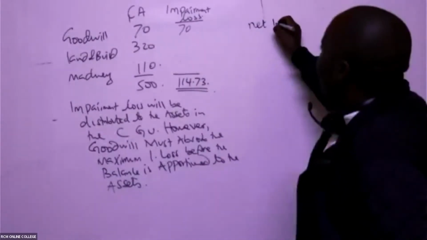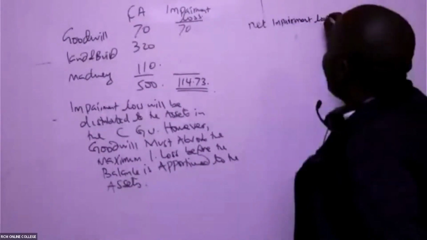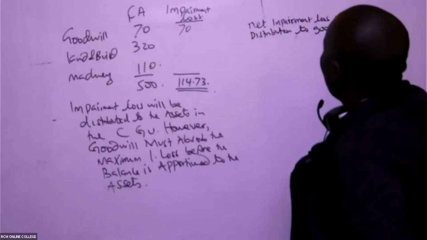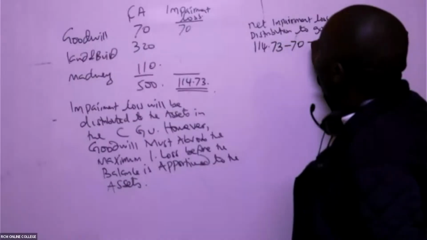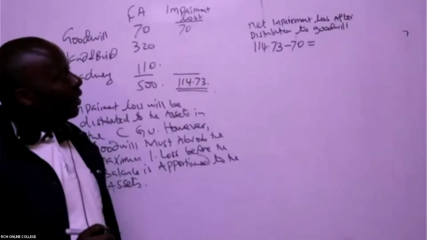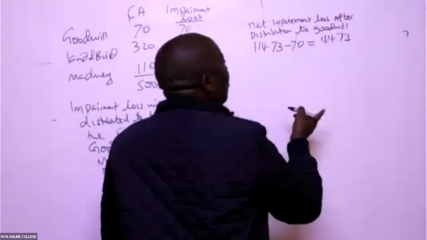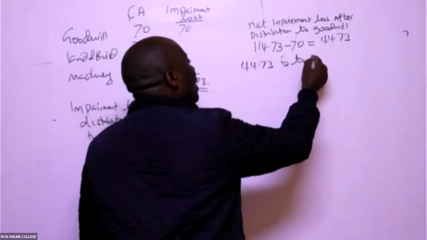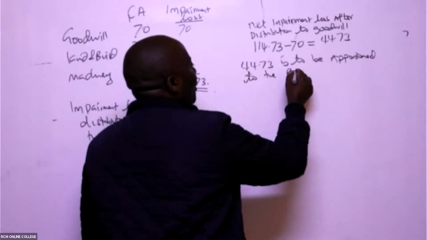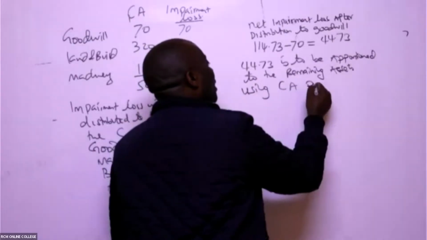Net impairment loss after distribution to goodwill. After distribution to goodwill, the net impairment loss is 114.73 minus 70. Are you able to give me this figure? Because goodwill must be extinguished. So this gives us 44.73. So this 44.73 is to be apportioned to the remaining assets using carrying amount proportions.